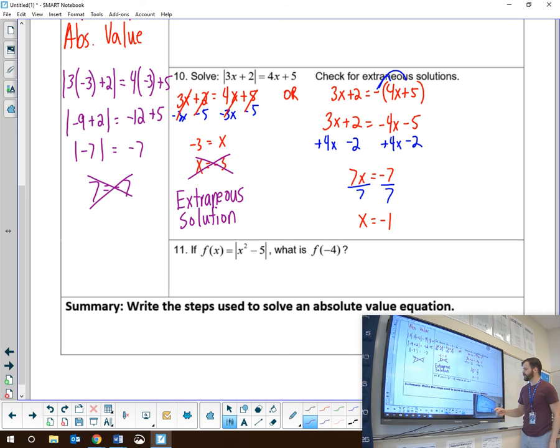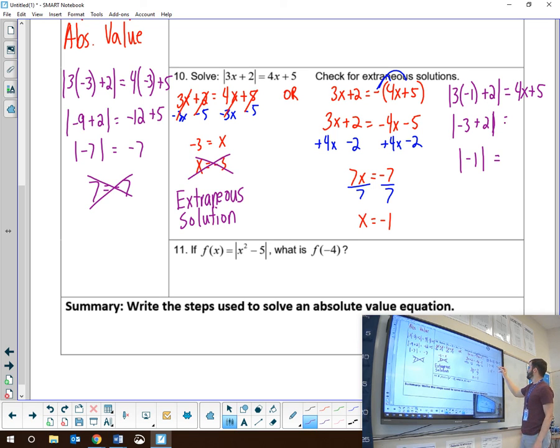Well, what about this one? We can try this one as well. X equals negative 1. Let's plug that back into my original equation. We can go 3 times negative 1 plus 2 equals 4x plus 5. Okay, 3 times negative 1 is negative 3. Negative 3 plus 2 is absolute value of negative 1. 4 times negative 1, forgot to write that in there.